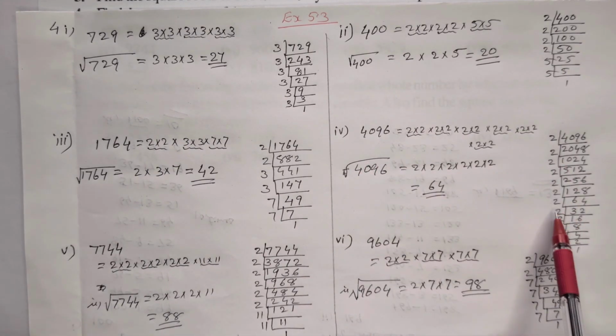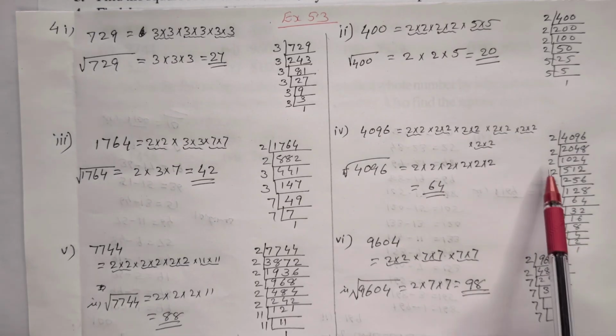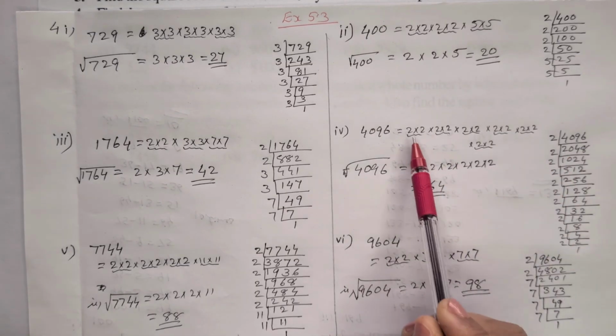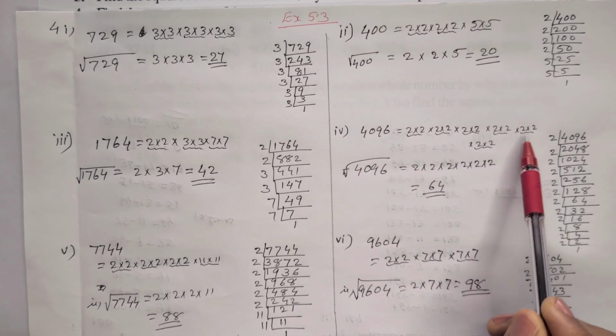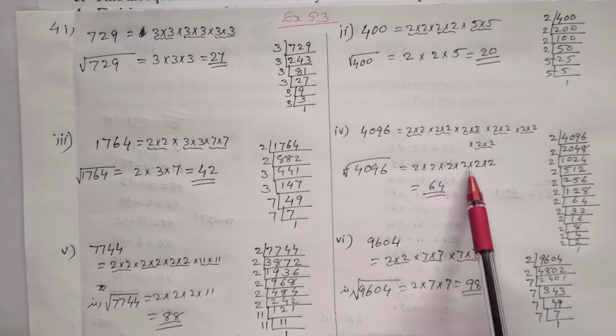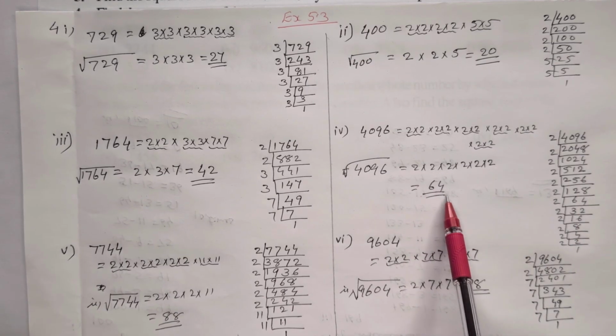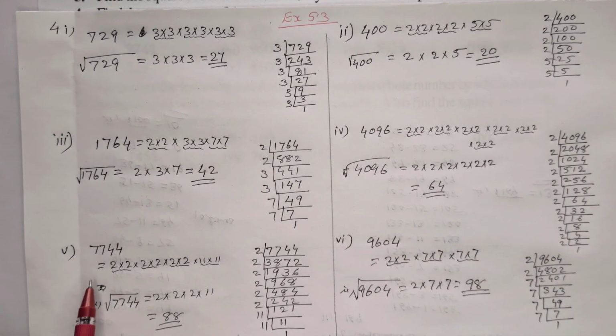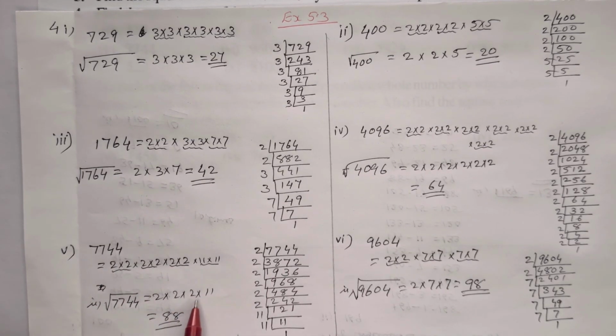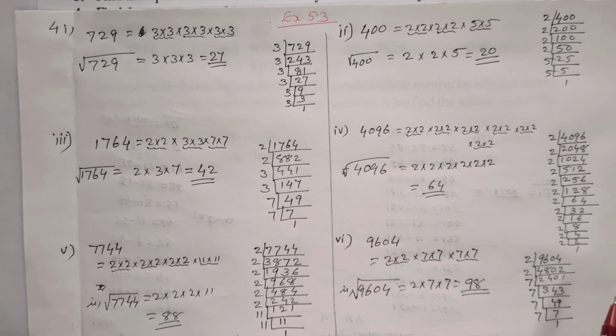4096. Here we are getting 6 pairs of 2. 12 2s are here, and we are making pairs, that means 6 pairs. So 2 to the power 6, that is 64. Next 7744. Here 2 and 11. So 2 into 2 into 2 into 11, 88. In 9604, 2 one pair, 7 two pairs. 2 into 7 into 7, 98.